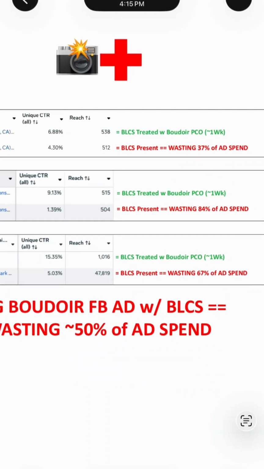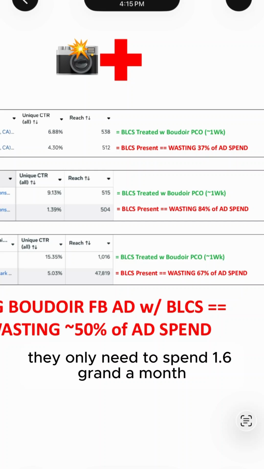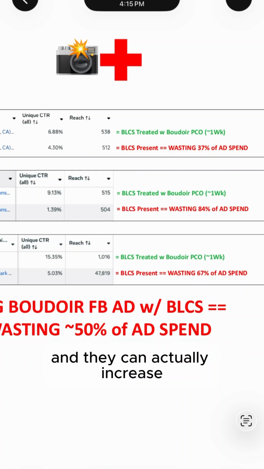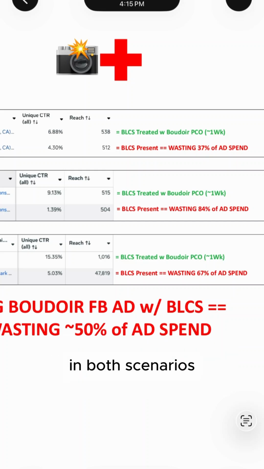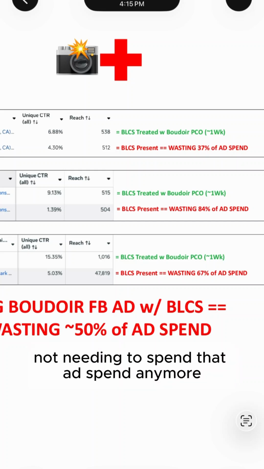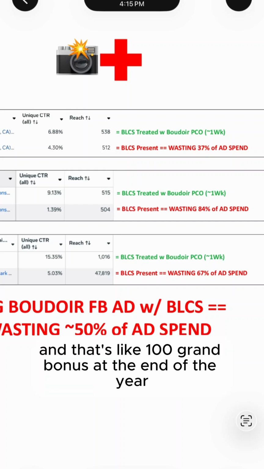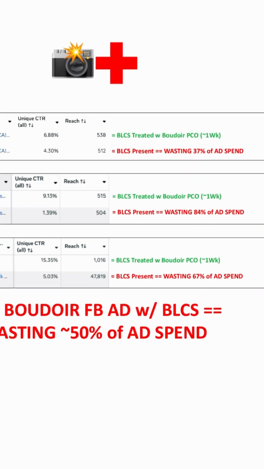As a result, if they spend 10 grand a month on the original Boudoir Facebook ad, now they only need to spend 1.6 grand a month on the Boudoir Pico treated ad to get their ad into the same number of women's brains in both scenarios. So they simply pocket that $8,400 a month, not needing to spend that ad spend anymore, as a phantom bonus back in their pocket, no extra work required. And that's like a 100 grand bonus at the end of the year by simply getting their ad treated with Boudoir Pico.